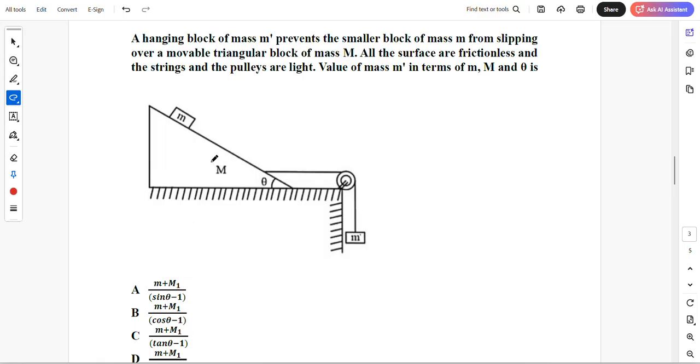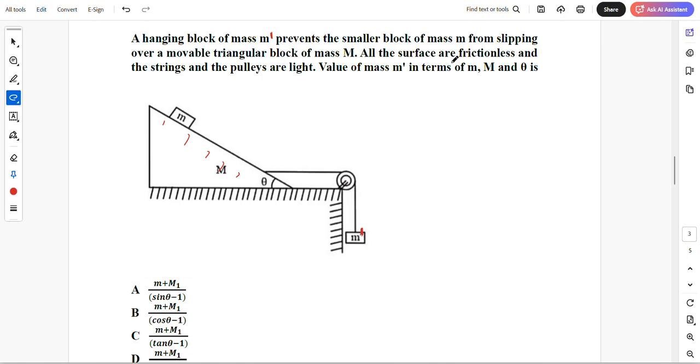Now, again, same type of problem. A hanging block of mass M dash prevents the smaller block of mass m from slipping over a movable triangular block of mass M. This is the triangular block.